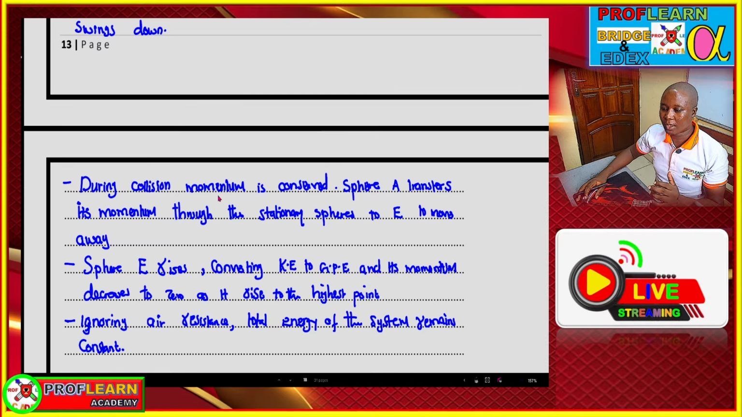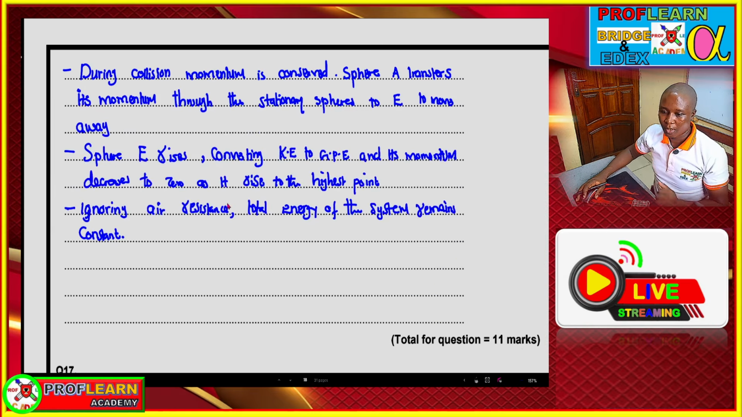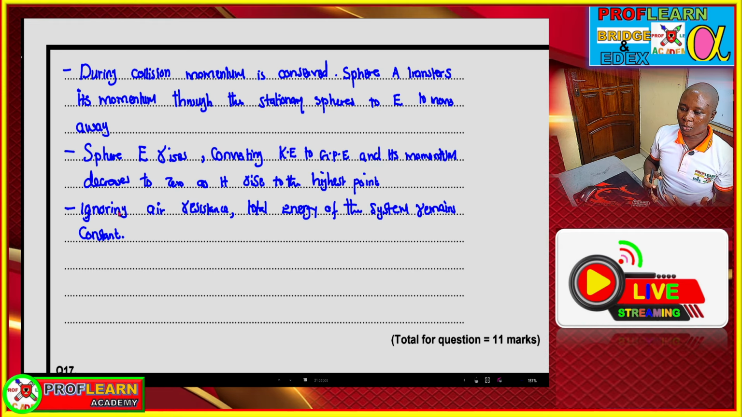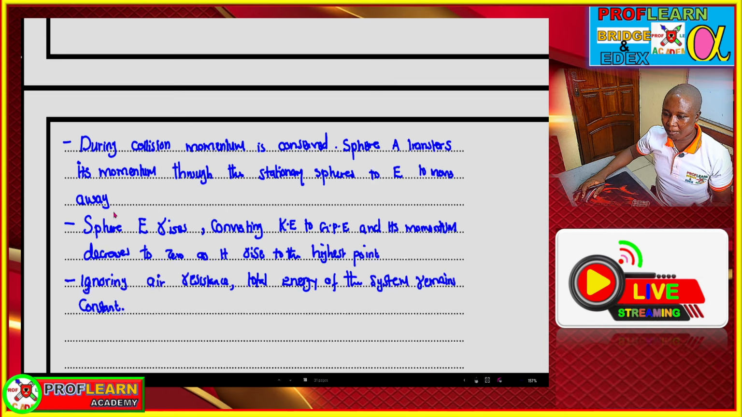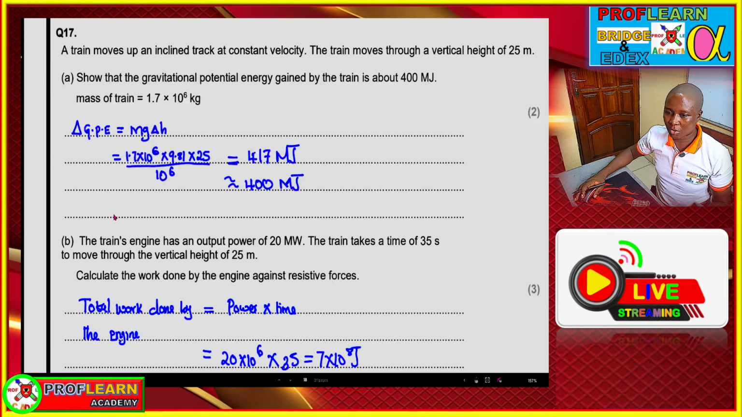During collision, momentum is conserved. So sphere A transfers its momentum through the stationary spheres to E. So E moves away. Then sphere E rises, converting kinetic energy to gravitational potential energy, and its momentum decreases to 0 as it rises to the highest point. Ignoring air resistance, we can say the law of conservation of energy applies, that energy remains constant. So that is how you are going to explain those star equations.